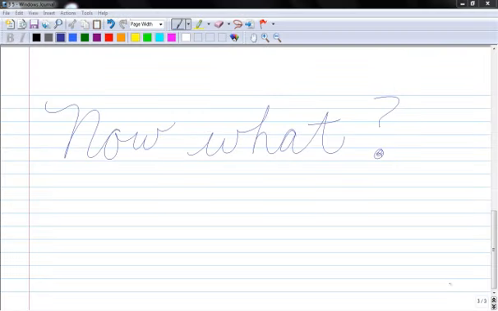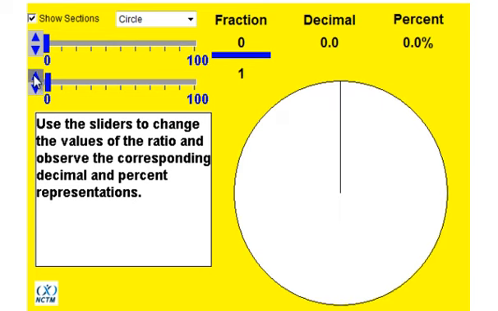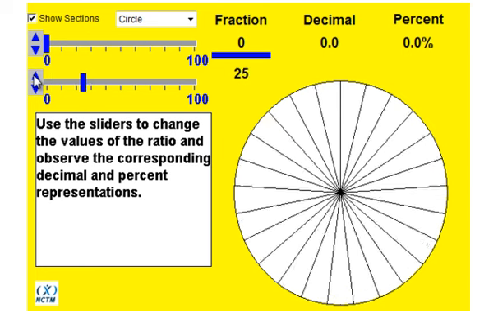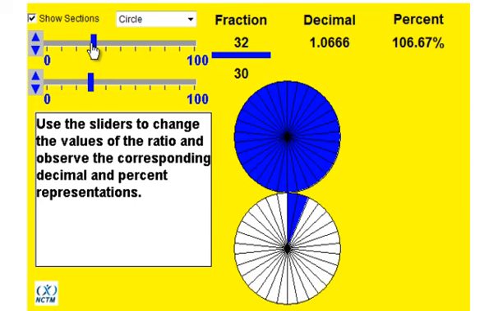Now what? Now's the time when you take your 30, and we're going to start with a circle here, and we're going to make our denominator of 30, and we're going to add 34 in our numerator, and watch what happens. All 30 gets filled up, but we need another circle to get 34 out of 30. This is a visual representation of our addition problem.